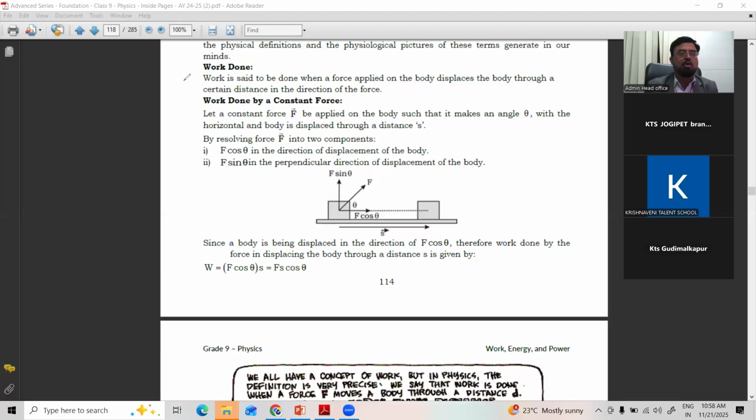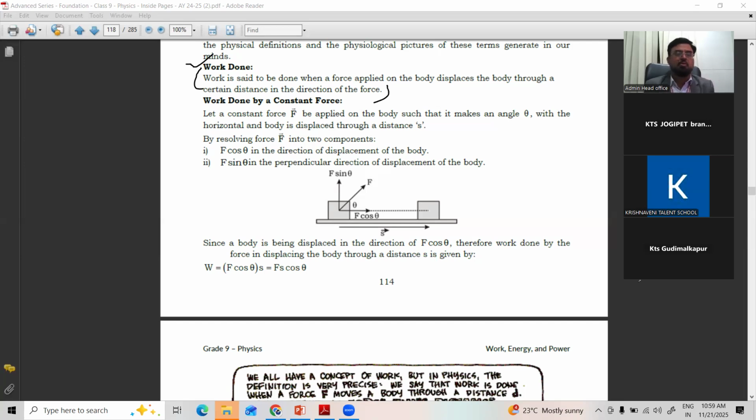Okay? So come to work done. Already we discussed. Work is said to be done when a force applied on a body displaces the body through a certain distance in the direction of force. Whether you pull the table or push the table or pull the door or push the door, all these things make the work happen. You are applying force on a door to open it. If you apply the force and the door opens, the work is done. If the door is not opened, no work is done, no matter that you are applying force.